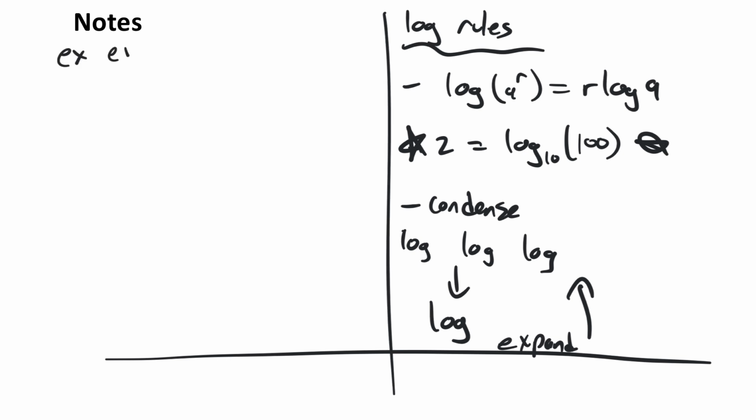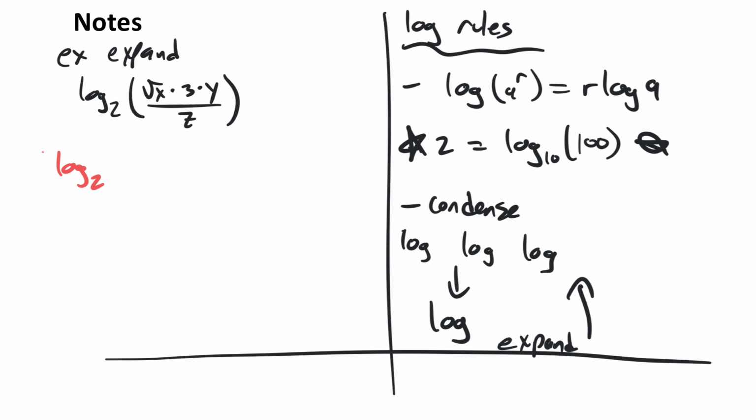So for an example, let's try to expand log base 2 of root x times 3 times y divided by z. All right, assuming you gave that a try, you should get log base 2 of x to the 1/2, so 1/2 log base 2 of x, plus log base 2 of 3, plus log base 2 of y, minus log base 2 of z. So it also works if the base is base 2.